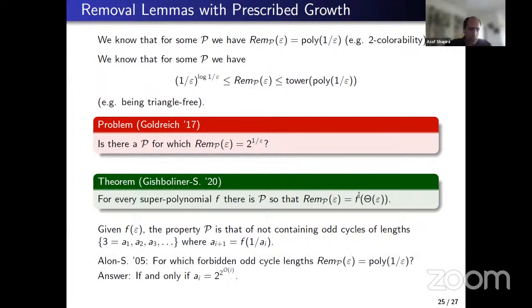And the nice feature of this proof is that it allows us to resolve another problem mentioned in the paper of myself and Alon, where we ask for which forbidden odd cycle lengths the removal lemma is polynomial in 1 over epsilon. So we know that if we forbid all odd cycle lengths, meaning this is just 2-colorability, the bounds are polynomial. And what we proved is that if the integer a_i forbidden is 2 to the 2 to the order of i, then the bounds are polynomial. And if it's much more than this, then it's not polynomial.